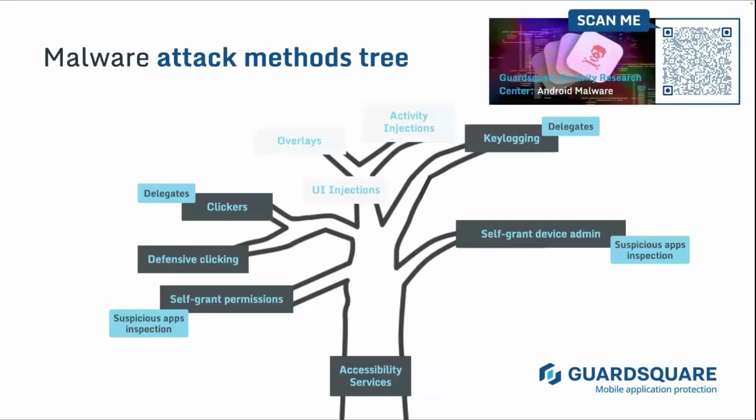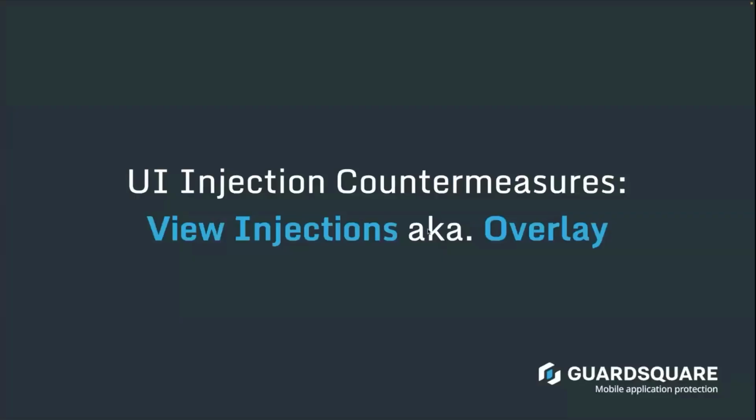Okay, so let's get some perspective. We have covered the defensive techniques from the malware. And we have seen that against attacks like keylogging or clicker attacks, we can use delegates. Okay, so let's see now what we can do about injections. So we have two types of injection, right? View injection, that are also known as overlays, and we have activity injections that we will see afterwards.